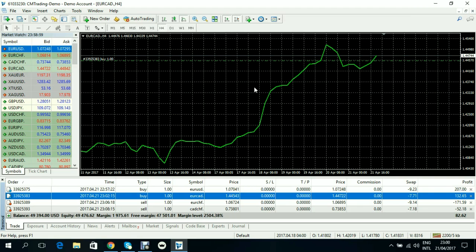The second analysis is sentimental analysis, which is mainly focusing on identifying and measuring the overall psychological state of all participants in the market, which means all traders in the market. Sentiment analysis actually tries to quantify what percentage of market participants are bullish, that is buying, or bearish, that is selling.